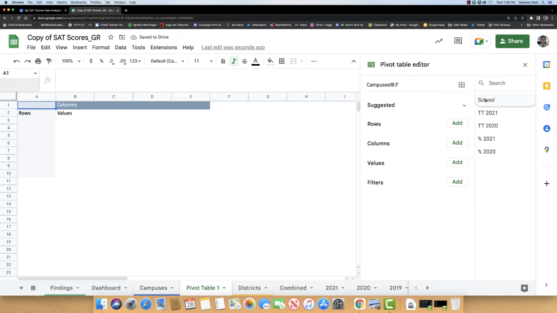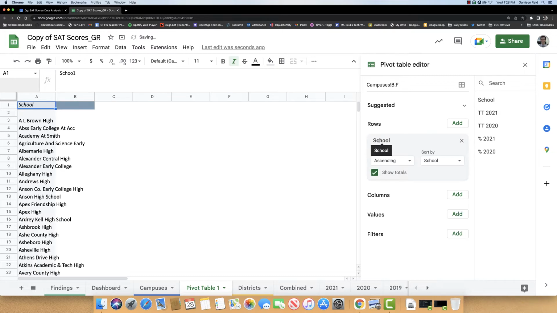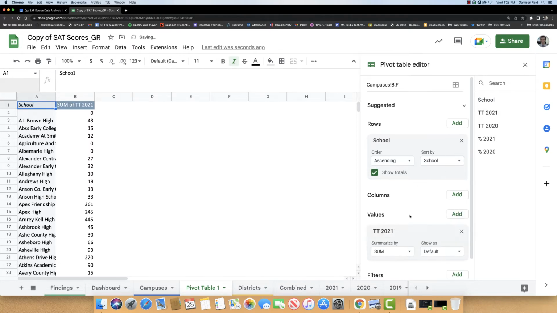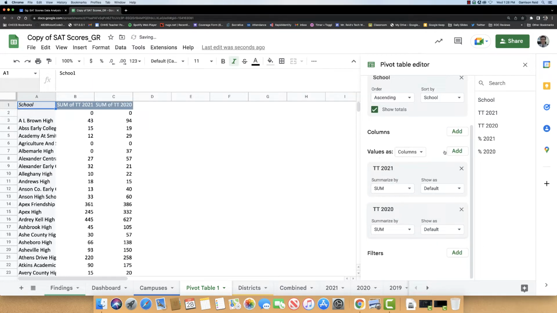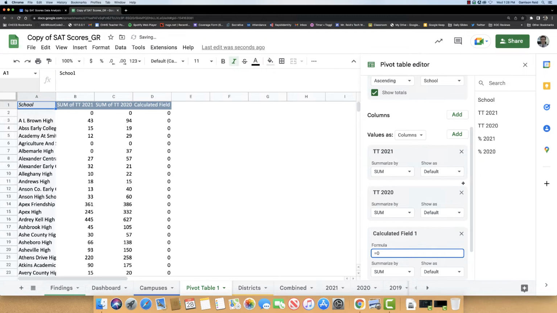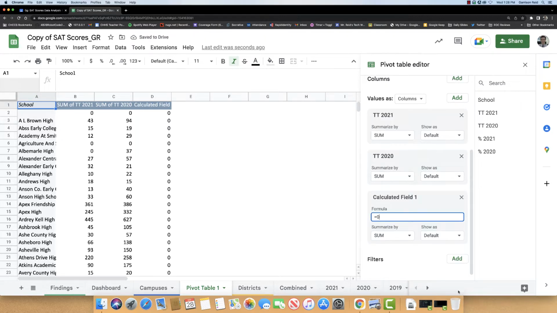What I want to do is have all the different schools as my rows. And then for the values, I'm going to have the years, just so that we can do the math on this. And then I'm going to use a calculated field that calculates this year minus last year. And because there's a space, I need to put them in quotes. So TT 2021 minus TT 2020. And I see that calculated.